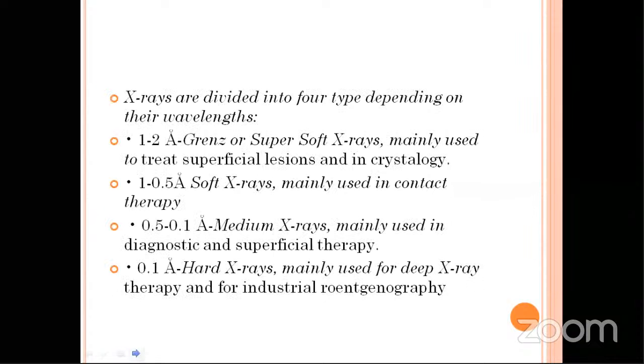Okay, and these X-rays are divided into different types based upon their wavelength. The one used for industrial radiography is the hard X-rays, the one used for diagnostic purposes is the medium X-rays, soft X-rays are those used in contact therapy, and Grenz rays or super soft X-rays are used in the treatment of superficial lesions. So you can take a screenshot of all this so that you can make use of it when you have free time and read it with the different values. Okay. So these are some of the facts which you need to remember.